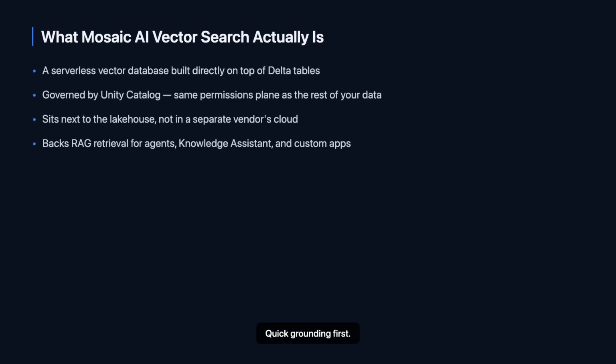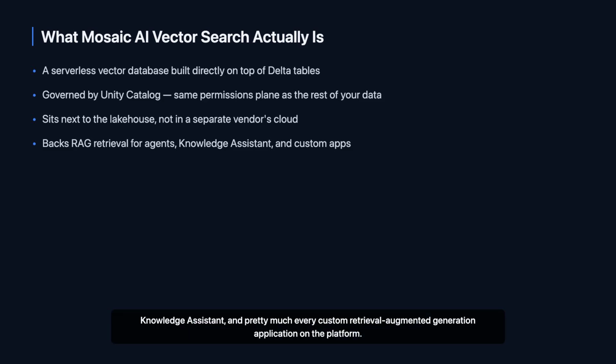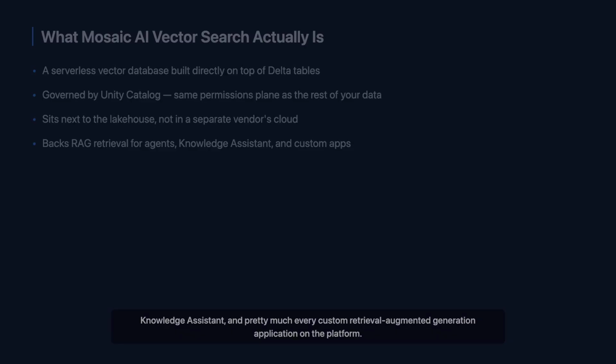Quick grounding first. Mosaic AI Vector Search is a serverless vector database that sits directly on top of delta tables. It's governed by Unity Catalog, so the same permissions plane that controls who reads your fossil chunks also controls who can query the vector index. It lives next to the lakehouse, not in a separate vendor's cloud, and it's the retrieval substrate behind agents, knowledge assistant, and pretty much every custom retrieval augmented generation application on the platform.